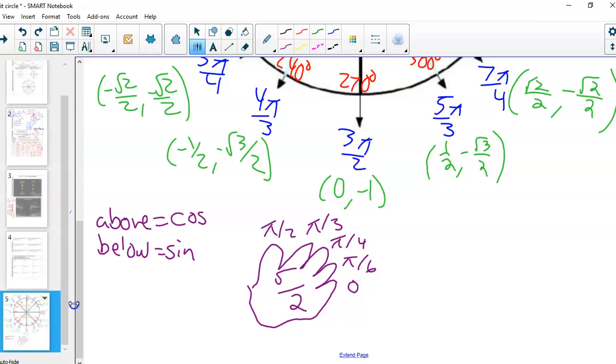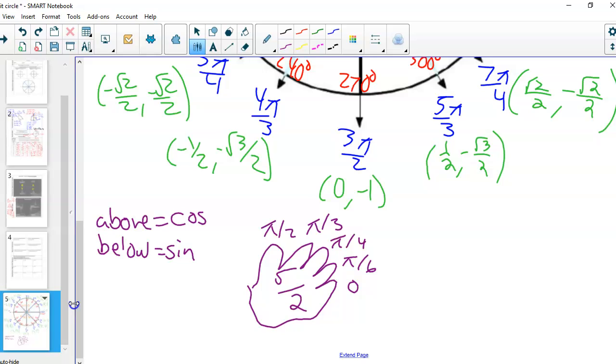For your middle finger, how many fingers are above? 2. So if we put 2 in here, we get root 2 over 2. So the cosine of pi over 4 is root 2 over 2. How many fingers are below? 2. So same thing, you get root 2 over 2. So the sine of pi over 4 is root 2 over 2.